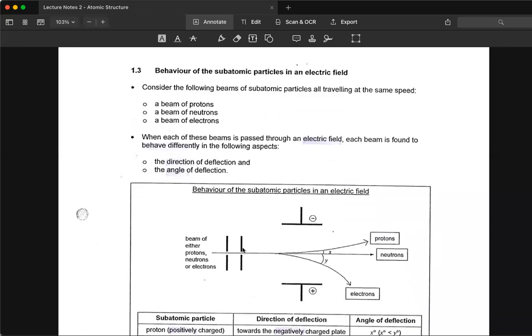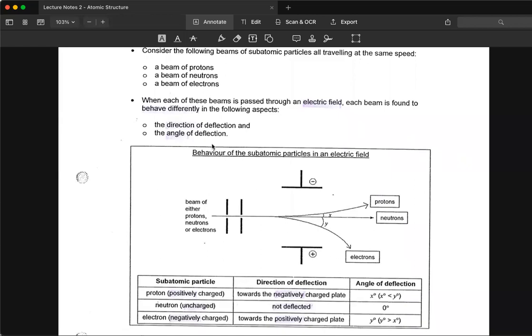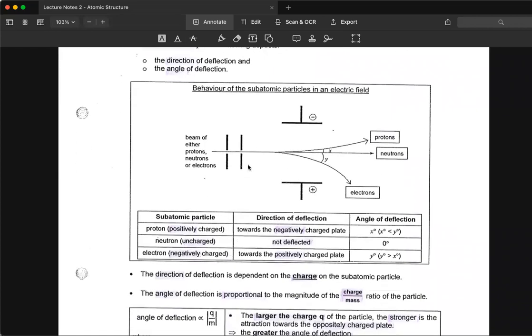When each of these beams is passed through an electric field, each beam is found to behave differently in these aspects: the direction of deflection and the angle of deflection. For the proton, because it is positively charged, it will be deflected towards the negatively charged plate. As for electrons, which are negatively charged, they will be deflected towards the positively charged plate with an angle larger than x because they have a much smaller mass. Having a much smaller mass means that it deflects to a greater extent. As for the neutron, it was not deflected because it is uncharged. So the angle of deflection is 0 degrees.